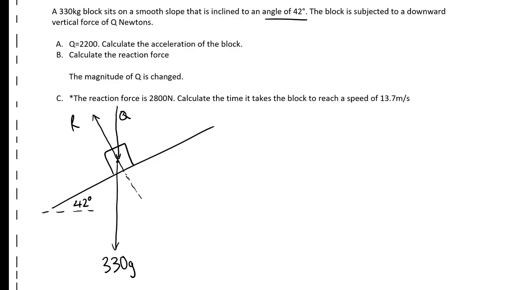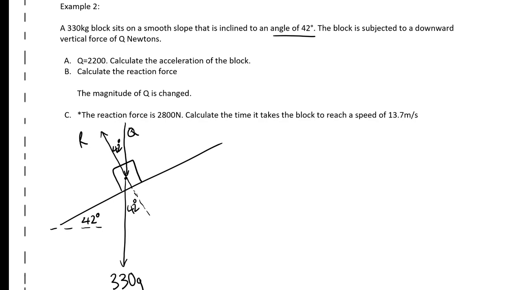Therefore, the angle in there is 42 degrees. If we look at these straight lines here, the angles between them are the same either side. So that is also 42 degrees. That will turn out to be very useful. And this block accelerates. In part A it says calculate the acceleration. We'll assume acceleration is down the slope. If we're wrong, it won't be a problem. We'll just get a negative value.